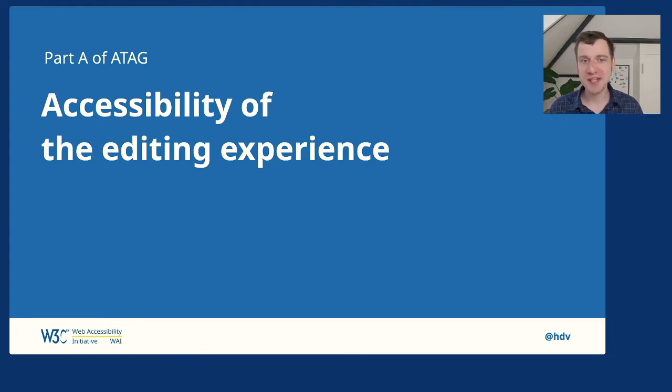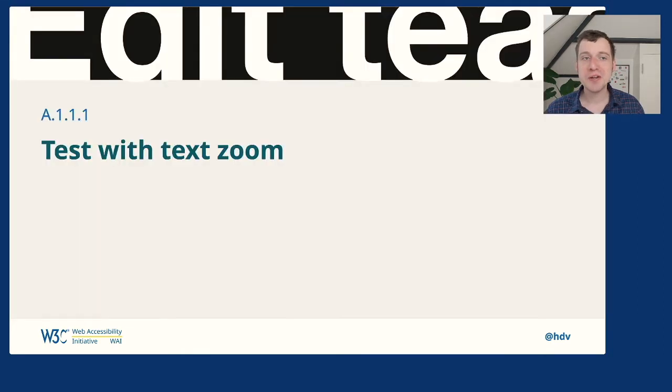So part A of ATAG is about the accessibility of the editing experience. The very first success criterion, A.1.1.1, is about making sure that your interface conforms to the WCAG standard. And part of that, of course, is making sure that your interface works with text zoom. It's something I heard a lot from users when I talk to them for my work: when they zoom in the interface, it's not as easy for them to use, or sometimes the interface becomes completely unusable. So testing with text zoom is one thing you can do.